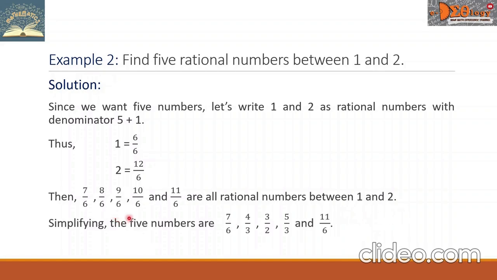When we simplify the fractions, we now have 7 over 6, 4 over 3, 3 over 2, 5 over 3, and 11 over 6. These are the answers.